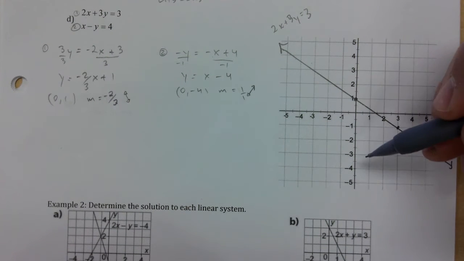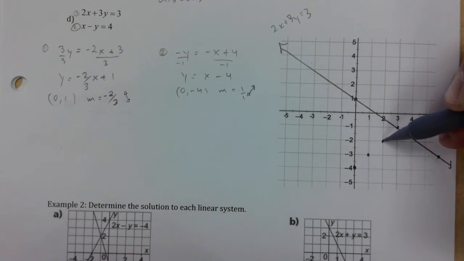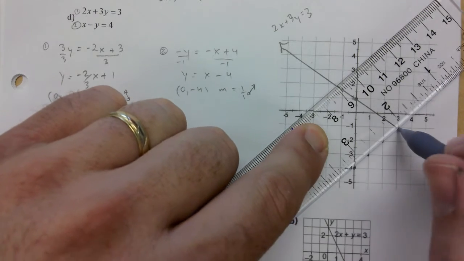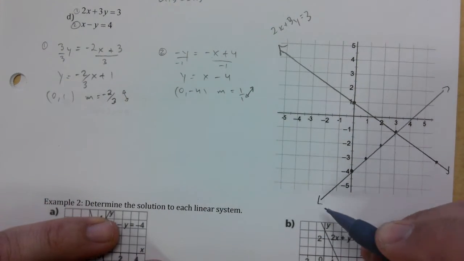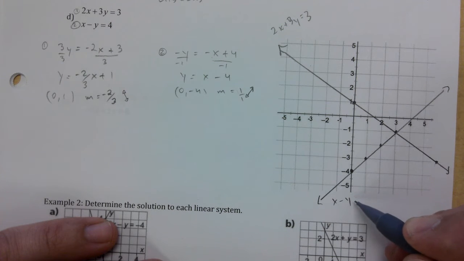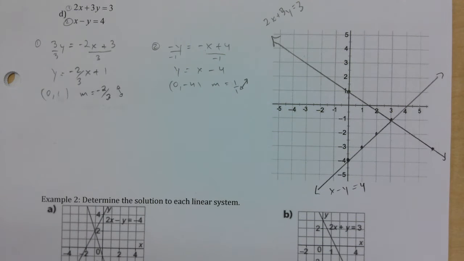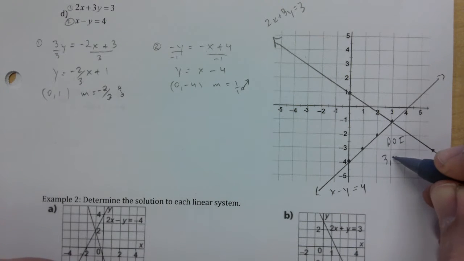And then we have 0, negative 4. And it's 1, 1, 1, 1. Keeps going. You can see that it's going to cross there. And this is x minus y is equal to 4. And our point of intersection is 3, negative 1.